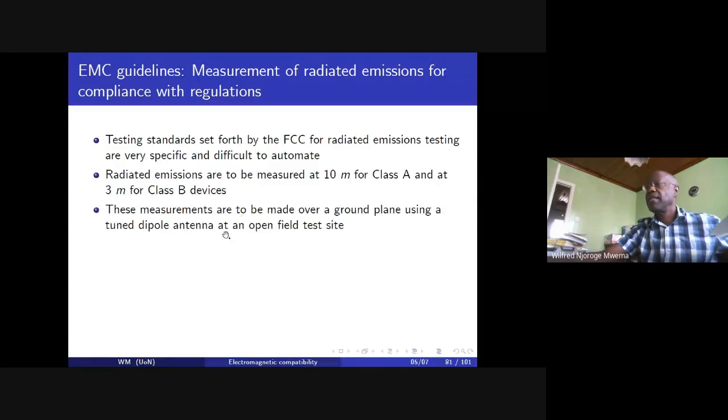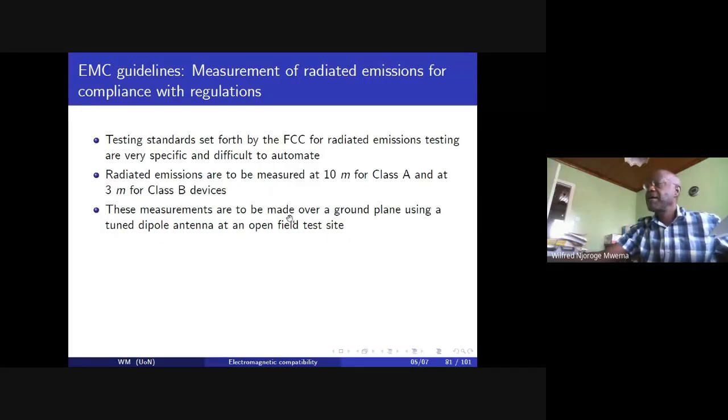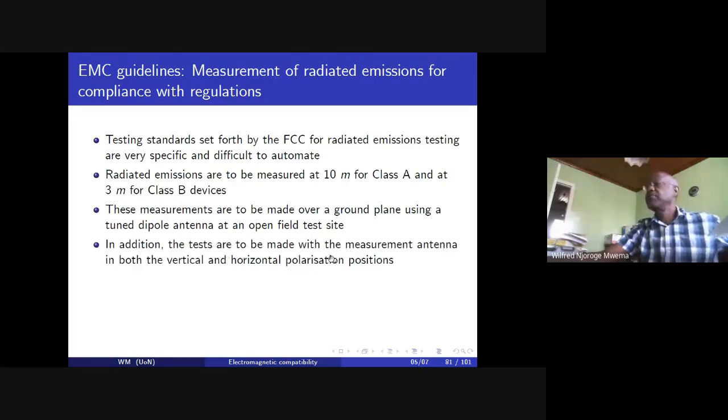And these measurements are to be made over a ground plane using a tuned antenna, that is, we are specifying even the antenna that we are going to use, and even the position where this measurement is going to be carried out. That is, it has to be a tuned dipole antenna that is tuned for the frequency it's supposed to receive, and the measurement must be done in the open field. In addition, the tests are to be made with the measurement antenna in both the vertical and horizontal polarization positions.